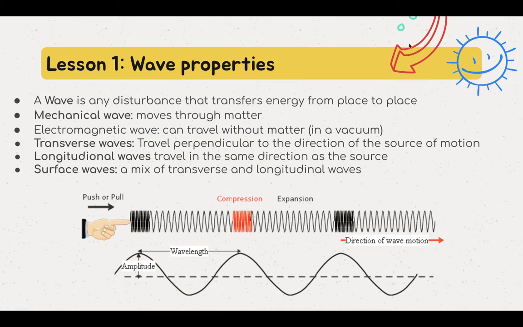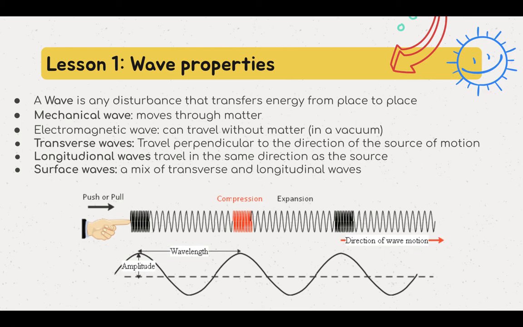So our first lesson is about wave properties. But first, what exactly is a wave? A wave is any disturbance that transfers energy from place to place. Okay. The best way to look at it is through slinkies or ropes. So if you are pulling a rope back and forth, that shows a wave.